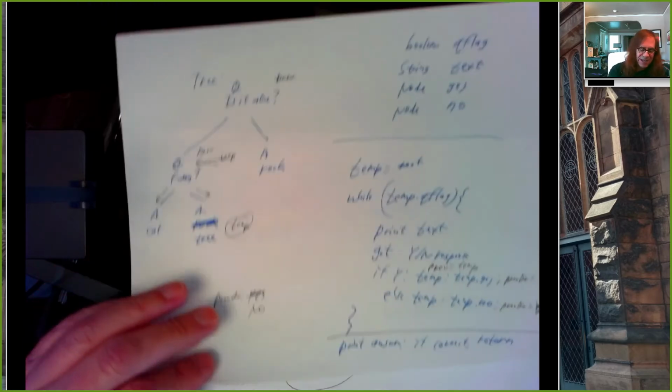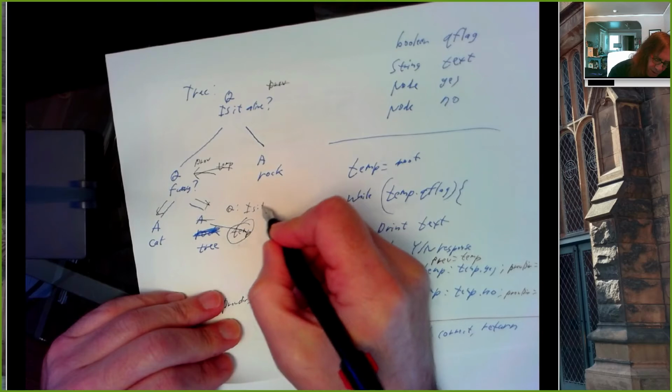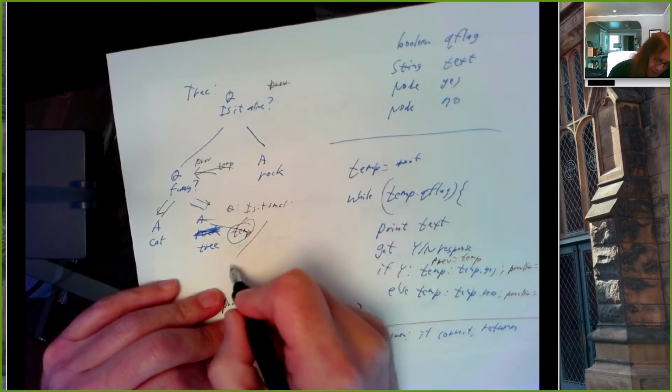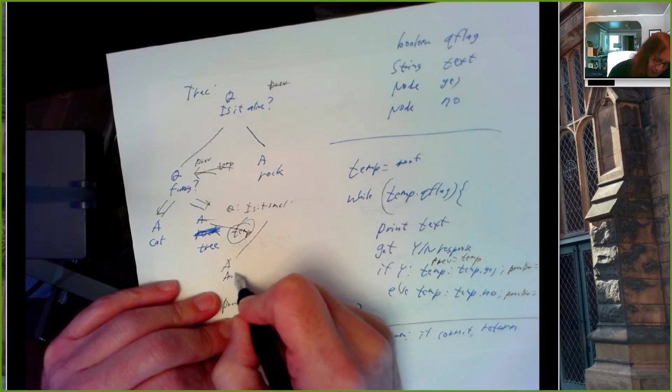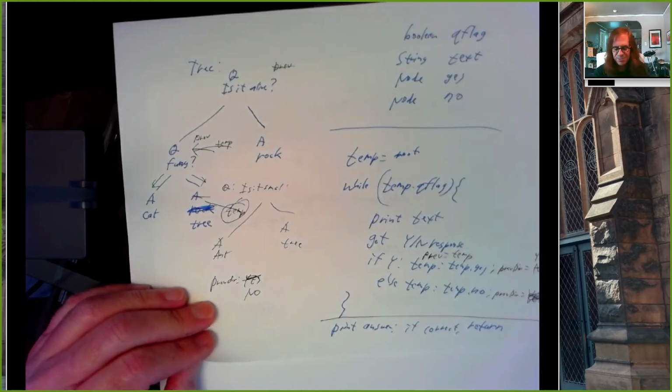And the effect of that is this now gets replaced with a question. Is it small? On the yes side is an answer, which is an ant. On the no side is an answer, which is a tree. Presumably not a baby tree.